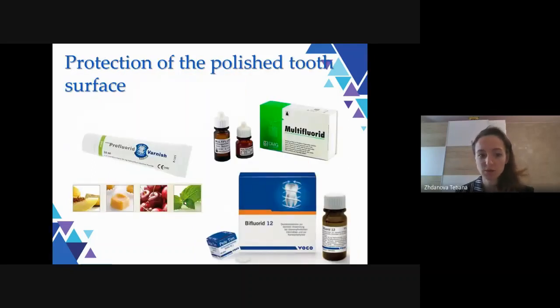Protection of the polished tooth surface, of course, is the fluoridation method. As an example, we can speak about Bifluorid 12. It is a deep fluoridation method, so we also need different and special curves of our manipulation, and such material as Multifluoride. Here you can see the varnish with different tastes.